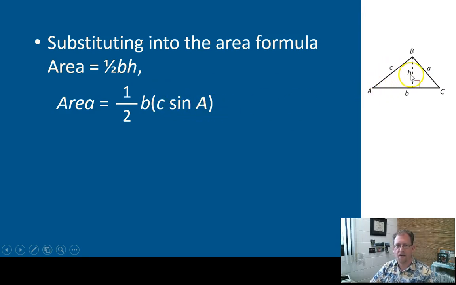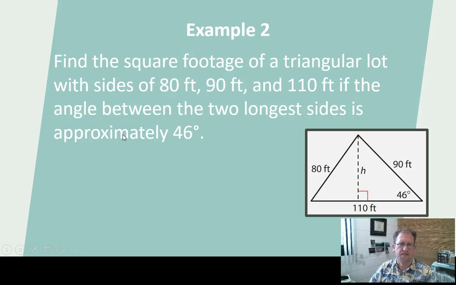C times the sine of A is the height. So I don't have to calculate the height with some Pythagorean theorem, draw it in, and try to figure out the angles. I can just use this formula, and I have that area is 1/2 times the base times this side, the adjacent side, times the sine of that included angle. Any triangle works. Is that phenomenal? You're welcome. Merry Christmas. Let's use it.